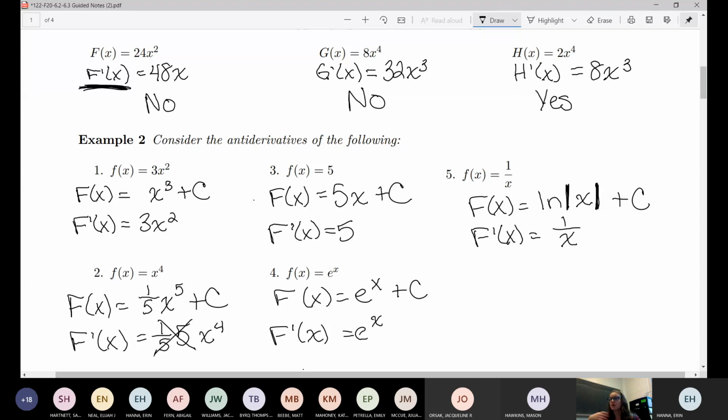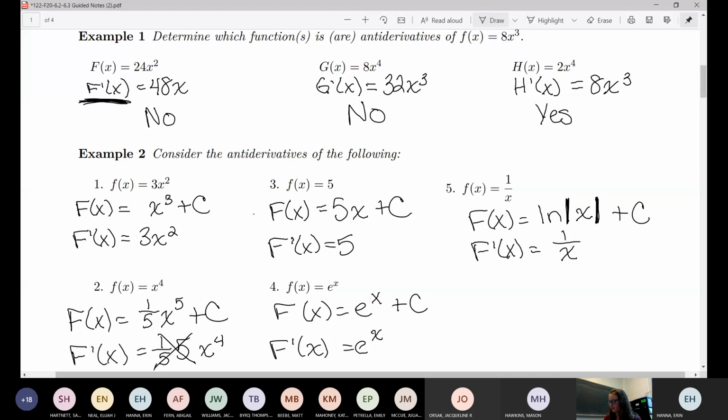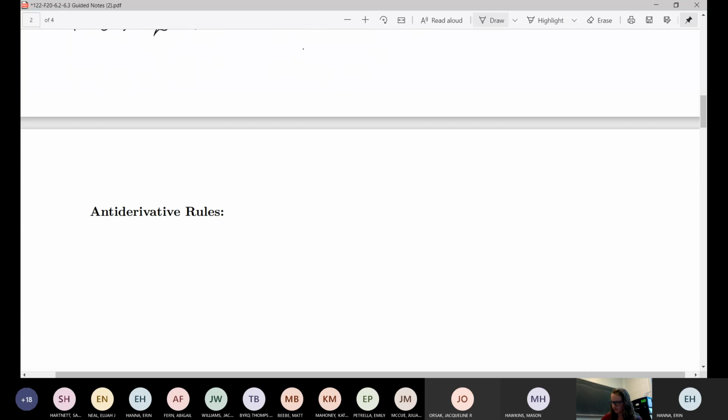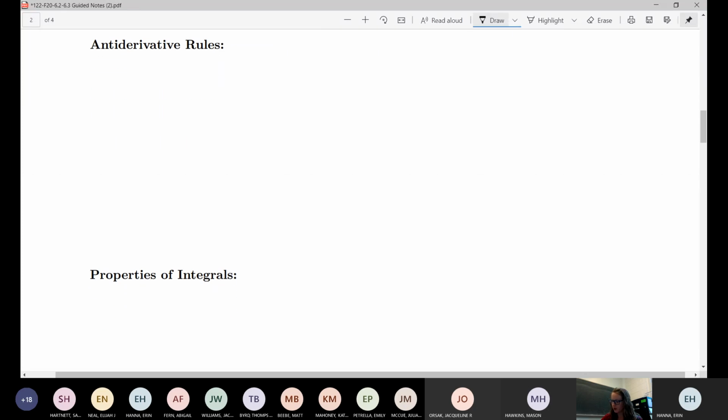So just like we had derivative rules, we have antiderivative rules. So let's write them down. And then we'll hopefully have time for a few more examples with the actual rules under our belt. Now I'm going to write these in terms of integral notation.